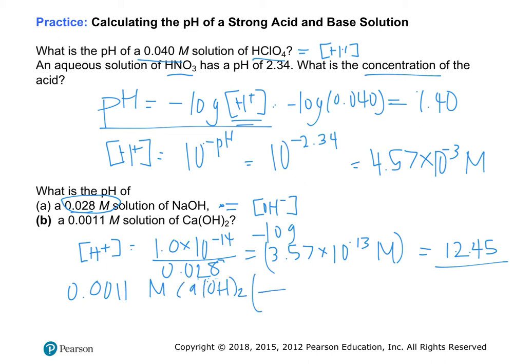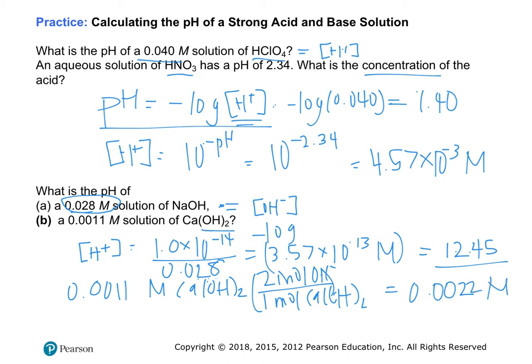So we need to take into account that for every 1 mole of calcium hydroxide, we have 2 moles of hydroxide. So our concentration of hydroxide is going to be 0.0022 molar. Because we have 2 of them, the concentration is going to double. So keep that in mind.